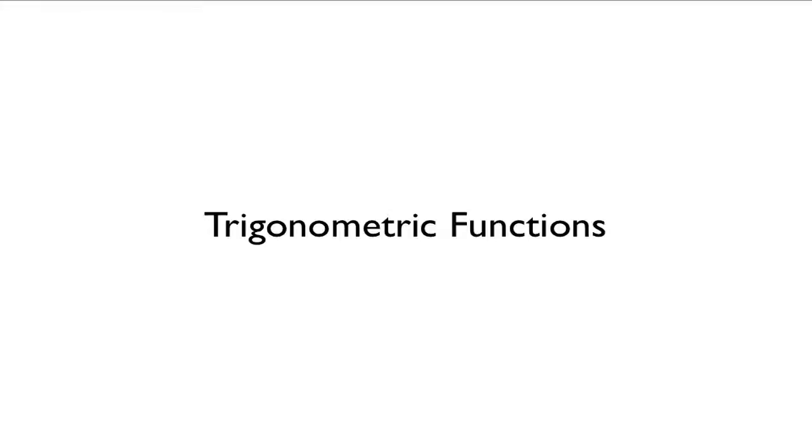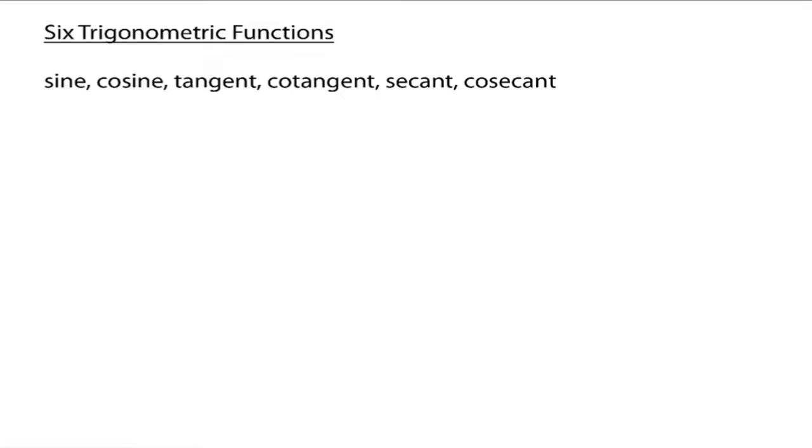Alright, this video is going to introduce the 6 trigonometric functions. So what are the 6 trig functions? Well, they have names. They're called sine, cosine, tangent, cotangent, secant, and cosecant. And here's how they are defined.